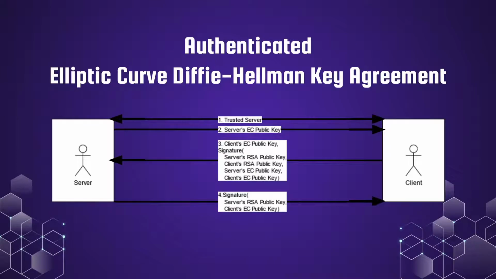In this slide, we briefly explain how authenticated elliptic curve Diffie-Hellman key agreement works. First, there is a trusted server, such as a public key infrastructure, to verify the server and client's RSA public key. Then, the server sends their elliptic curve public key. Next, the client sends their elliptic curve public key and a signature of both the server and client's RSA public key and elliptic curve public key, signed with the client's RSA private key. Finally, the server sends a signature of the server's RSA public key and client's elliptic curve public key.